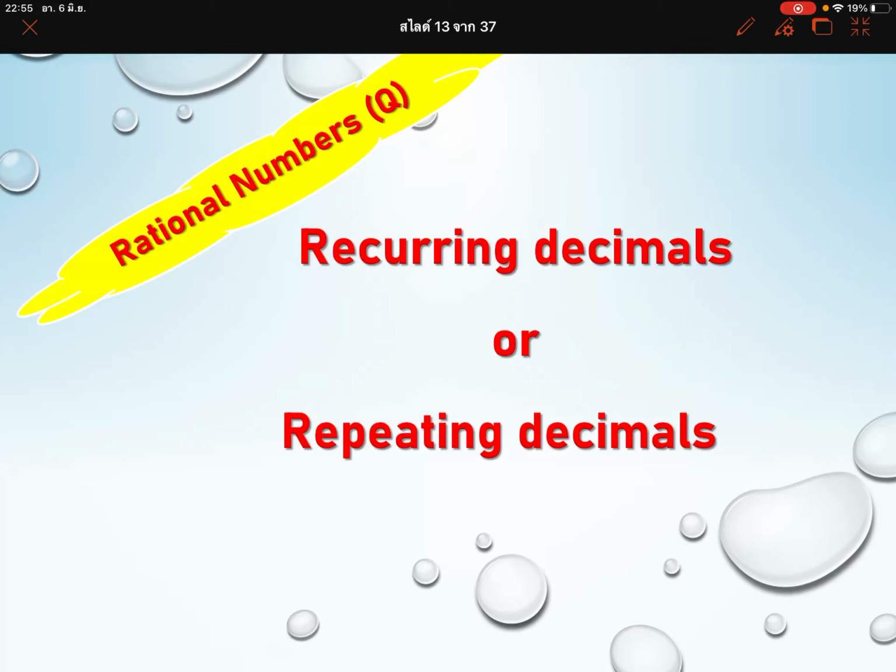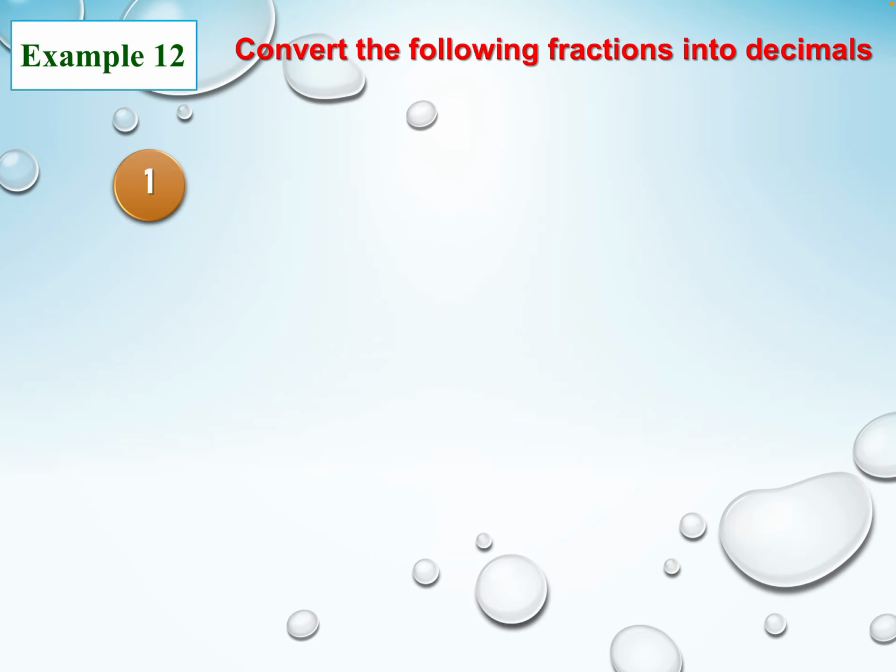Okay, so for this EP2, I'm going to talk about the rational numbers in case of what we call recurring decimals, or another word for recurring decimal is repeating decimal. What is it? Let's see the example first.